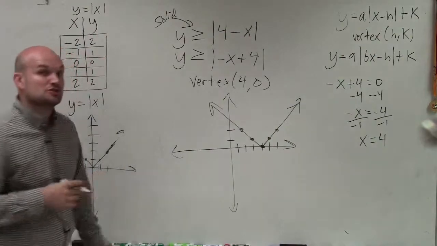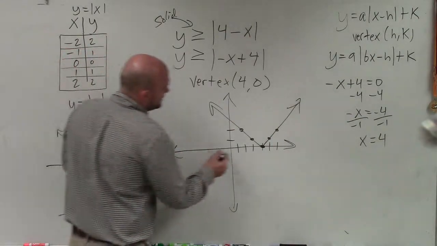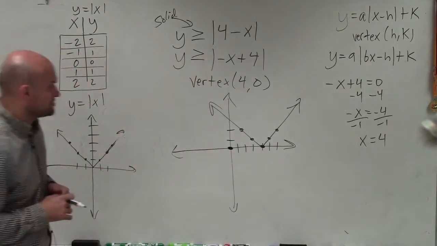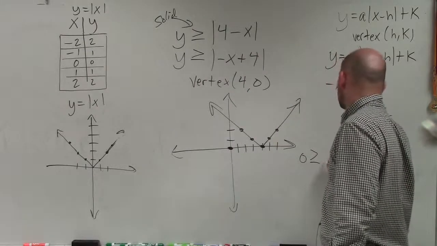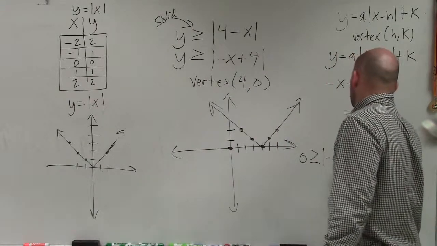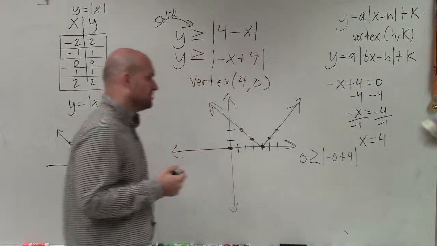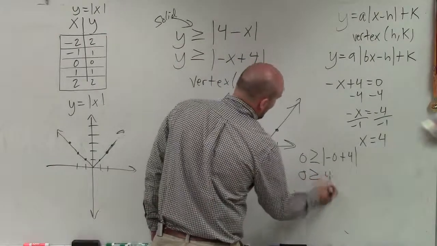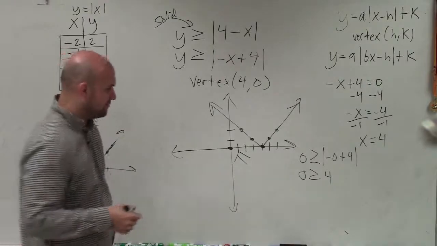Now, the last thing I want to do is determine the shading. Am I going to be shading below or above my line? To do that, I need to choose a point, which in this case I'll use the origin at 0, 0. And I'm simply going to plug 0 in for x and 0 in for y. So negative 0 is just 0. 0 plus 4 is 4. Absolute value of 4 is 4. 0 is greater than or equal to 4. Now, that is false. 0 is never greater than or equal to 4.